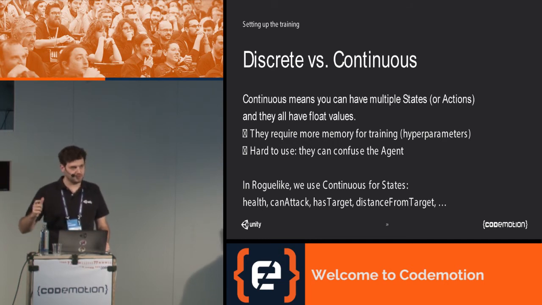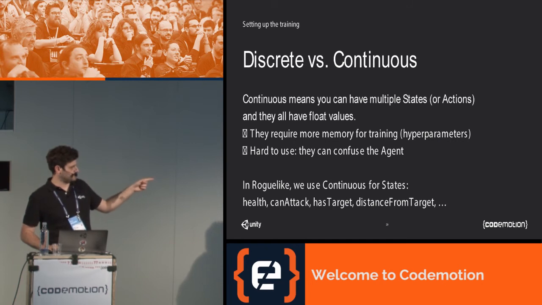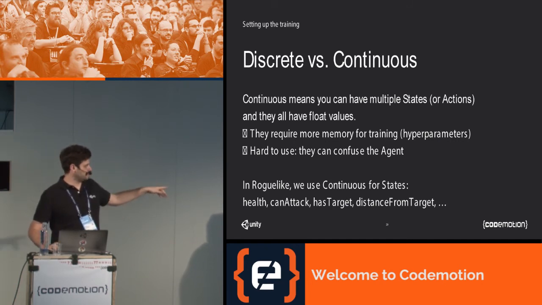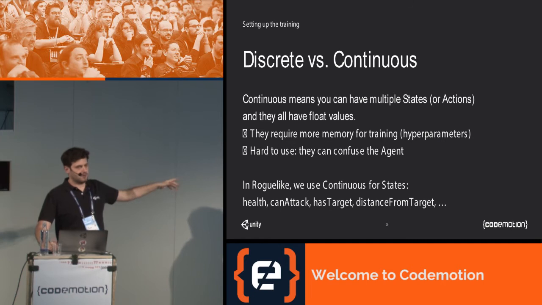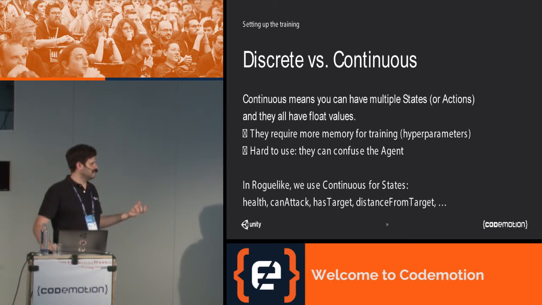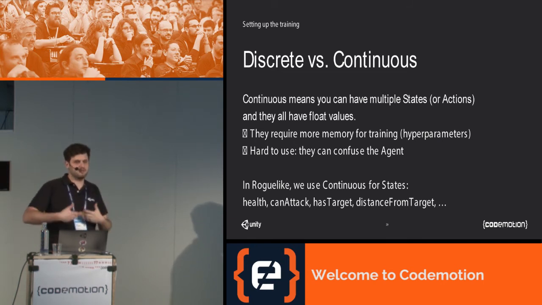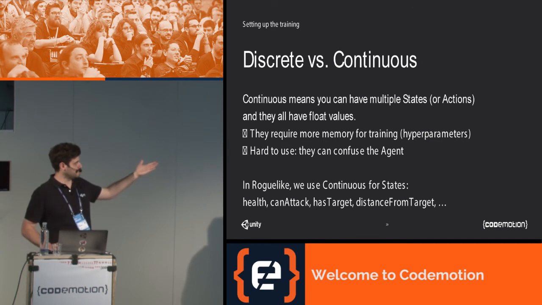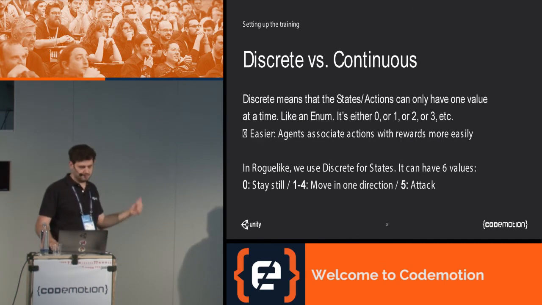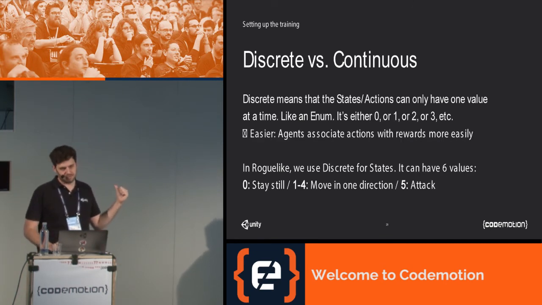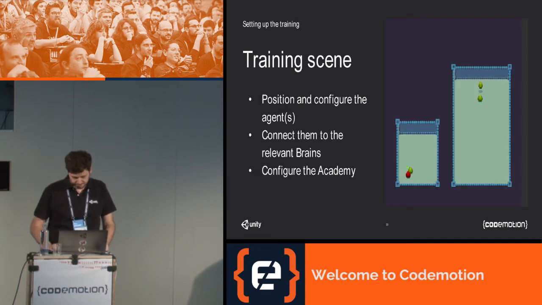So you need to configure the training differently. In Roguelike, in this game, we use continuous just for the states, because we want to provide health. So how much health? We want to provide can attack, which is a Boolean, really. We want to provide if it has a target, and then the distance from the target. So we have to pass a lot of data, and that's why we went for continuous, while for the actions, we went for discrete. So we mixed the two things.